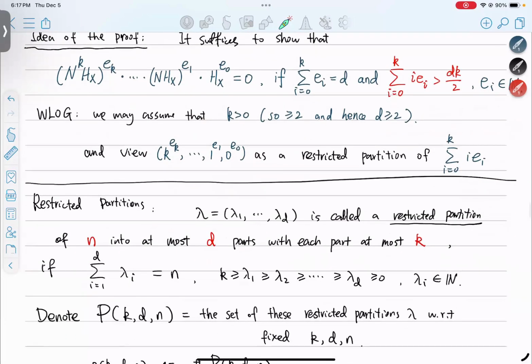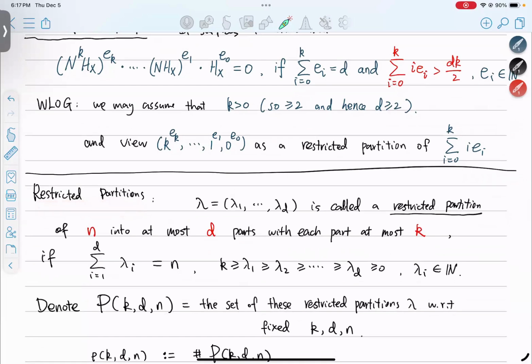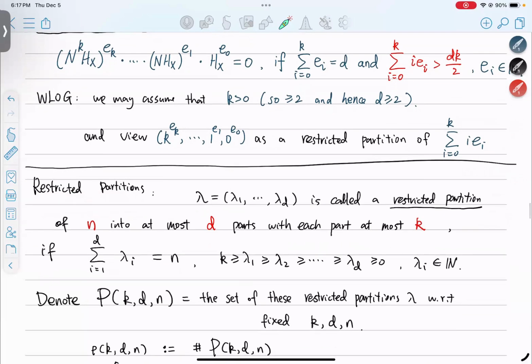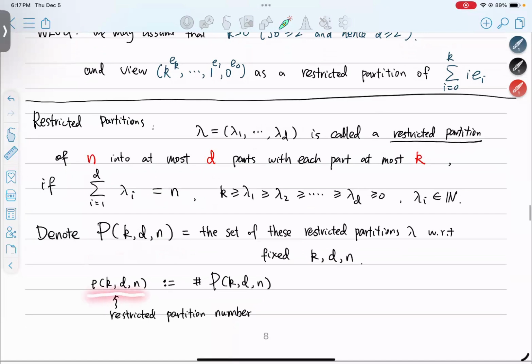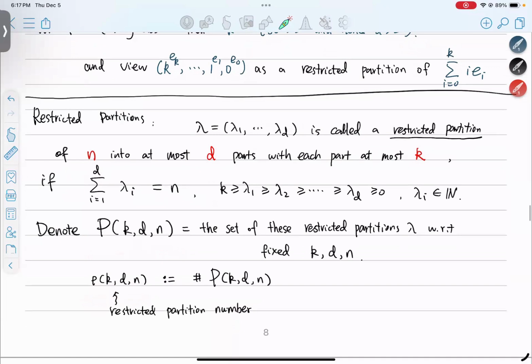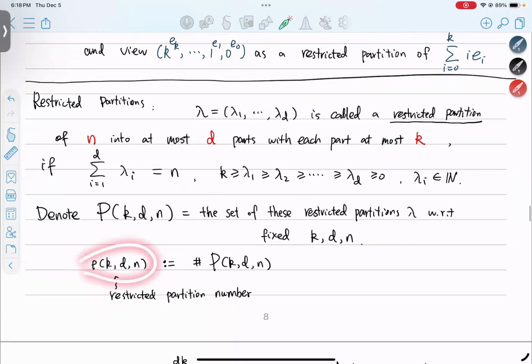Now recall a restricted partition. This means, for example, lambda is a restricted partition if the sum of lambda_i is n, and each lambda_i is non-negative and at most k, and we have d numbers. Then we call lambda a restricted partition of n into at most d parts with each part at most k. We denote by capital P(k,d,n) the set of all restricted partitions with respect to the fixed k, d, n, and little p(k,d,n) is the cardinality of this capital P. So it's a finite number. This number, little p(k,d,n), is called a restricted partition number.